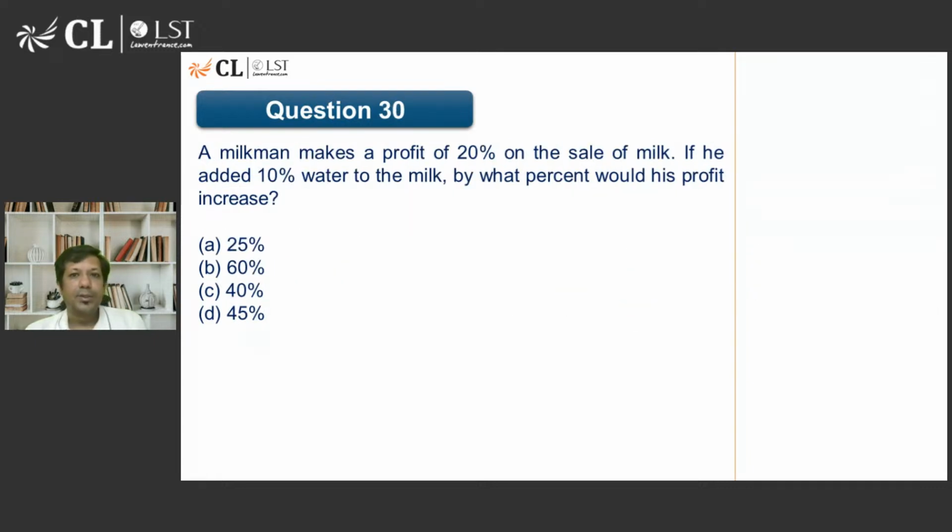Now the next one. A milkman makes a profit of 20% on the sale of the milk. Okay. If he added 10 liters of water, by what percent does his profit increase? So I am assuming that cost of the milk is 1. He is selling, so selling price of the milk is going to be 1.2, 20% profit. He has 100 liters of milk. Okay. So what is his selling price? That is 120.